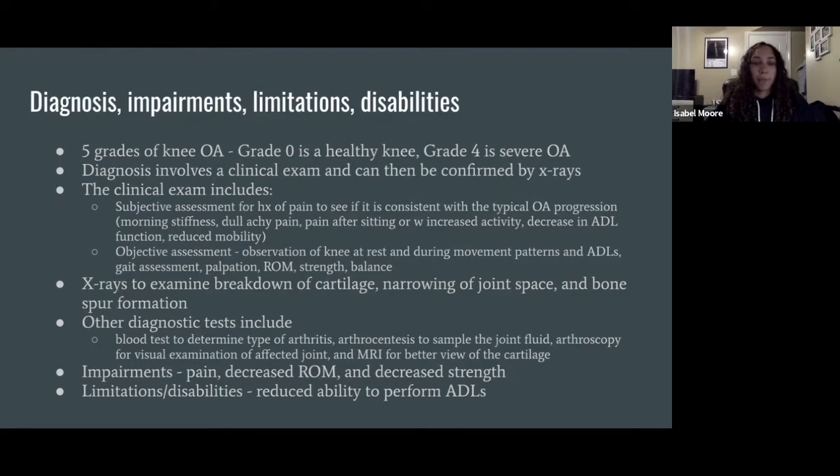formation. There are other diagnostic tests that include blood tests to determine the type of arthritis, arthrocentesis to sample the joint fluid, arthroscopy for visual examination of the affected joint, and MRI for a better view of the cartilage. So impairments will include pain, decreased ROM, and decreased strength, with the limitations and disabilities overall just being reduced ability to perform ADLs as a result of those impairments.